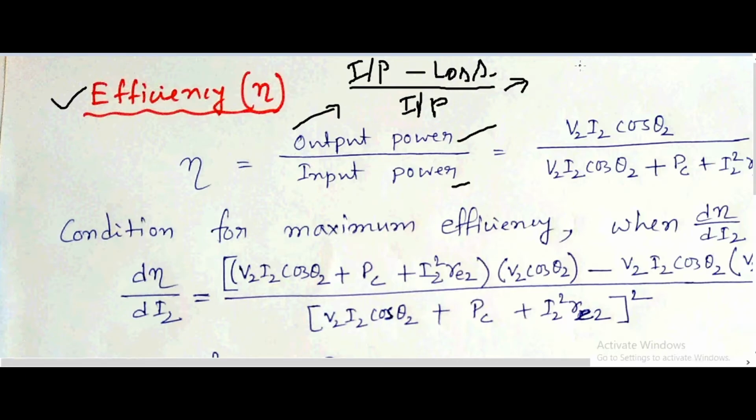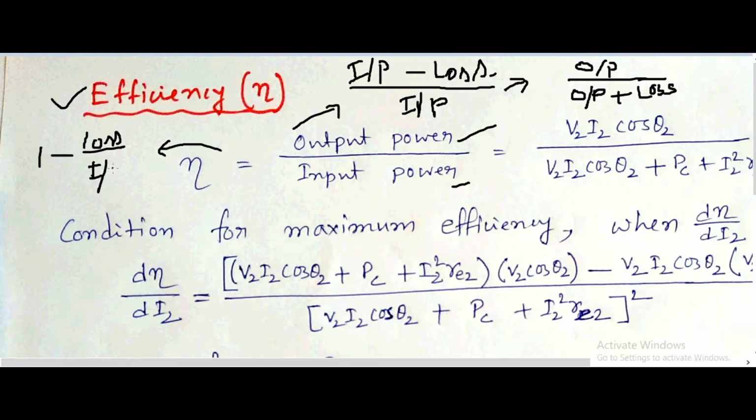Output divided by output plus losses. Okay, so this efficiency can be expressed in terms of output by output plus losses, or we can write another form, that is input by input, that is 1 minus losses by input, all losses divided by input. The efficiency can be written these ways. These are all the forms of efficiency.